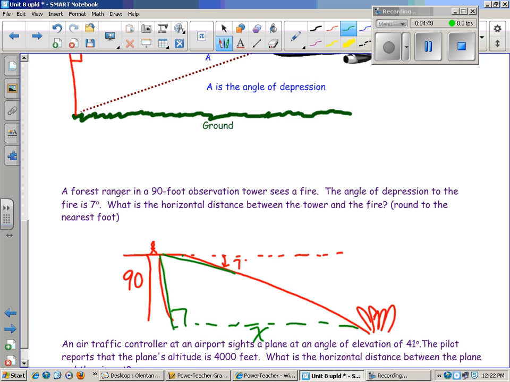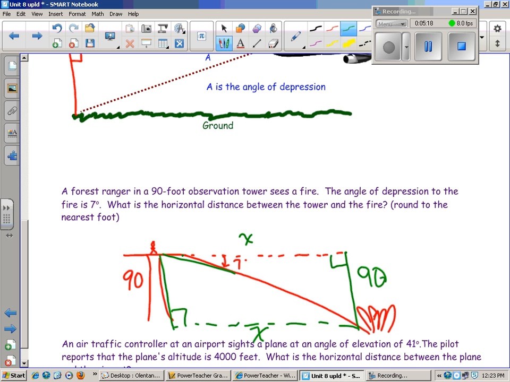Okay, now there's several ways you can solve this problem. One is you could make it into a rectangle, because if this side's 90, what's this side? 90. And if this is x, then this one is x. And now I have a different right triangle, okay? But it would give me the same answer.